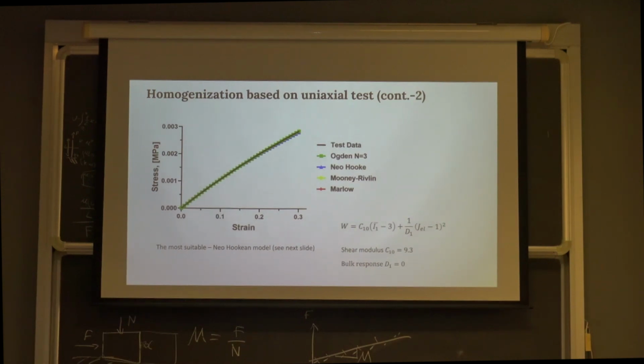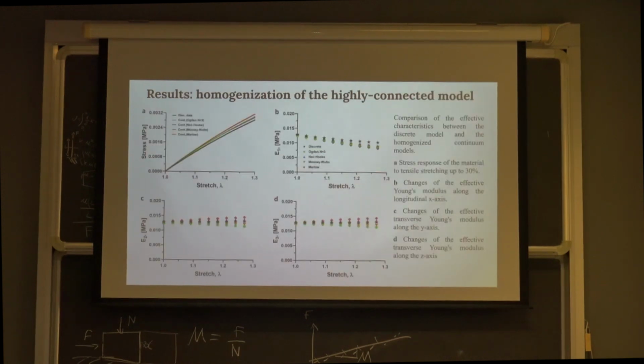Then we do the following. We consider stretching of the discrete network in one direction, and then we obtain the stress-strain curve. We use this test data, not for an individual fiber, but for the network already, to approximate it with hyperelastic materials. In this case, we see that the most suitable model is a neo-Hookean model. Why neo-Hookean? Because we use all these materials with the continuum models that were chosen before.